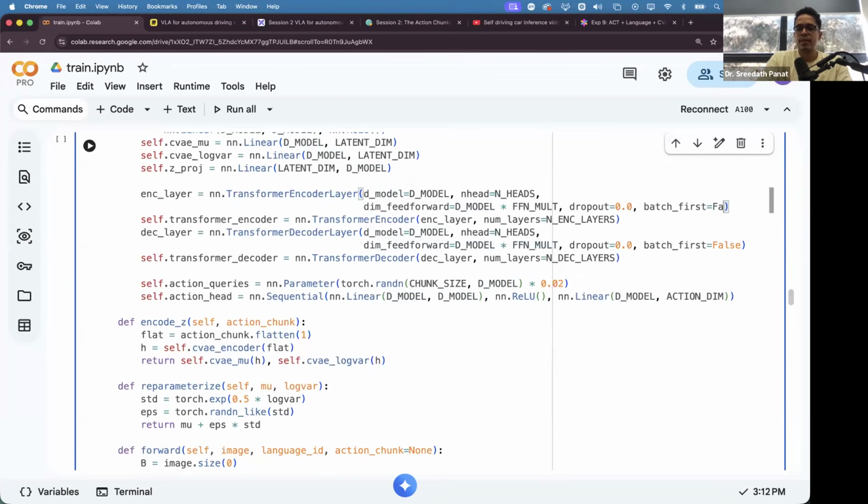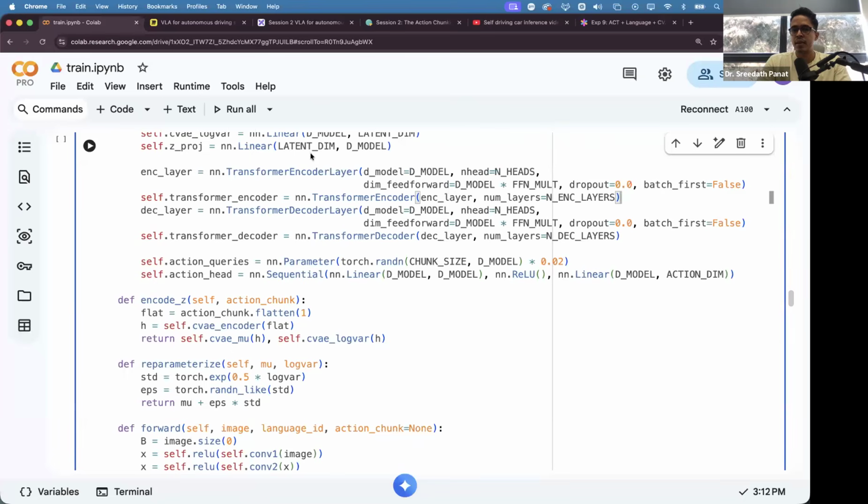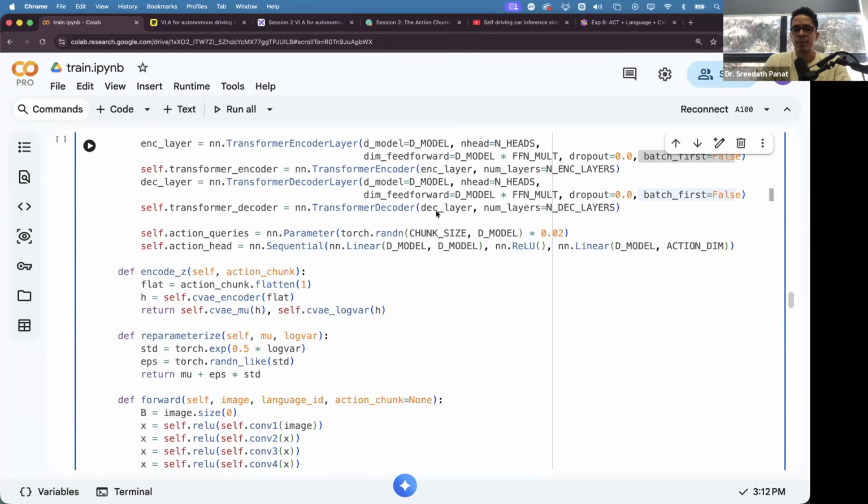It depends on whether sequence or batch is fed first into the transformer. If you don't put anything like this, by default, it will take token sequence as the first dimension in the transformer encoder layer. It's a minor artifact. You don't have to worry about it.